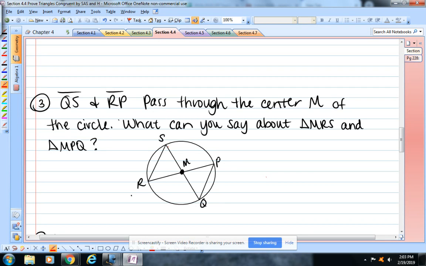Okay, but this triangle is over here, and this triangle is over here. So I have to show I either know side, side, side, or side, angle, side. So I got to have 2 sides congruent and 2 angles congruent to say that it is.